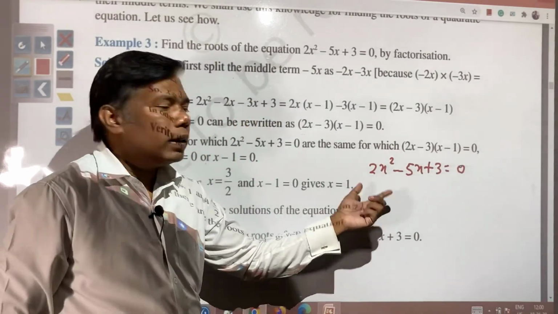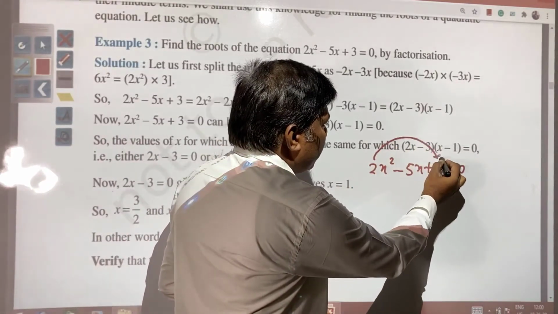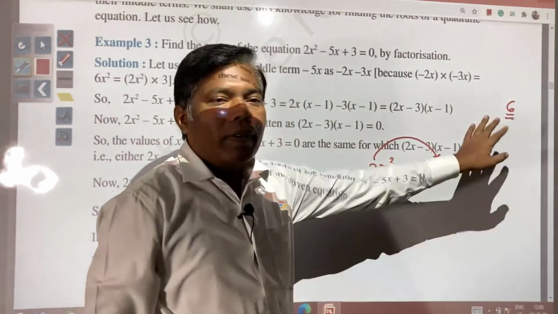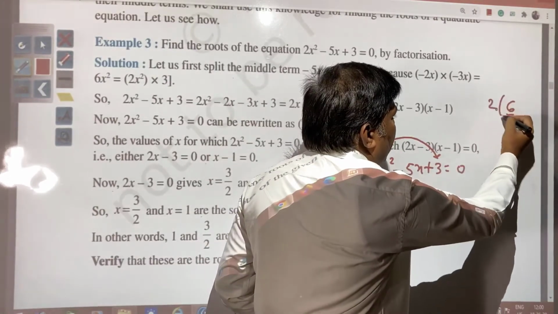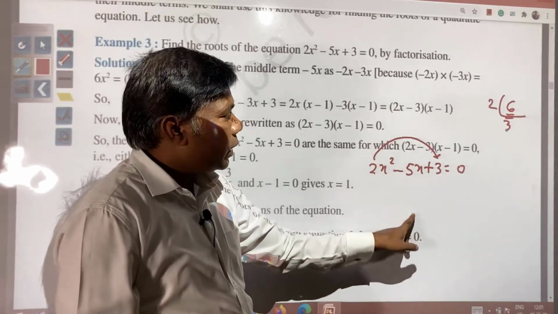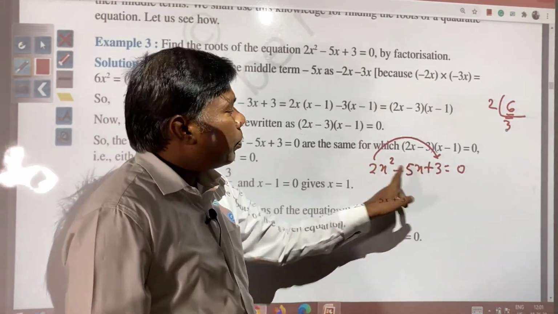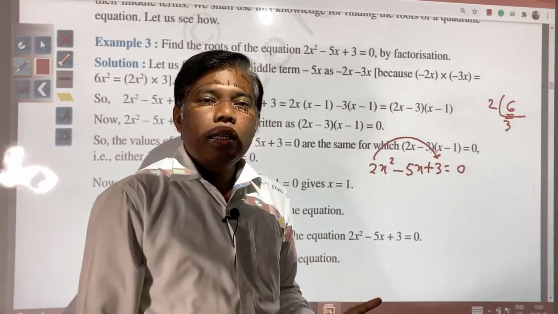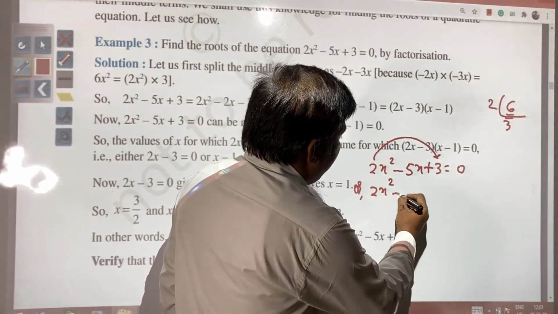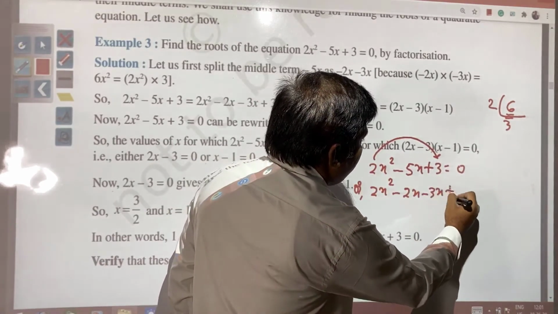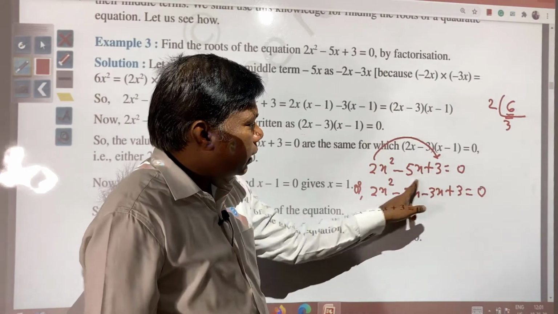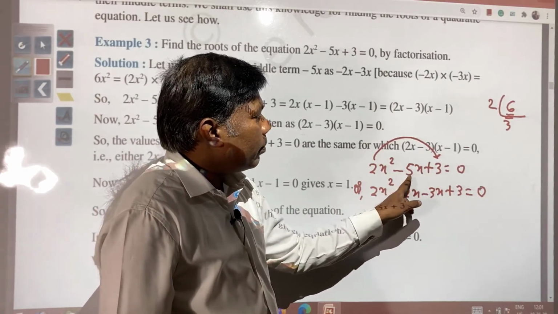To factorize, as you know, the first term and last term need to be multiplied: 2 times 3 is 6, and then it needs to be factorized, giving 2 and 3. The middle term must be split in such a way that the sum is the middle term and the product is the product of the first and last terms. So splitting, you get 2x square minus 2x minus 3x plus 3 is equal to 0. Now minus 2x minus 3x together become minus 5x.